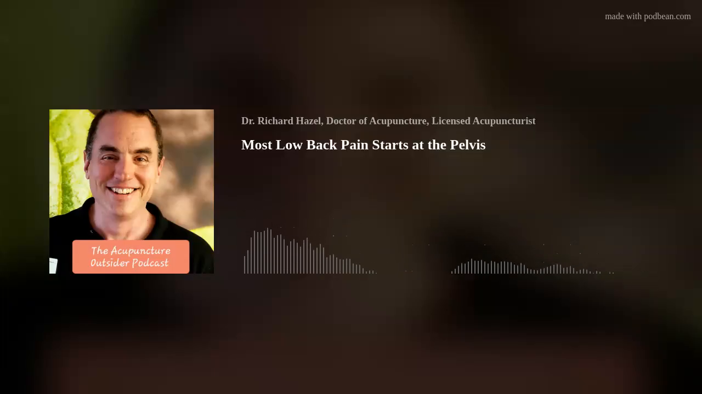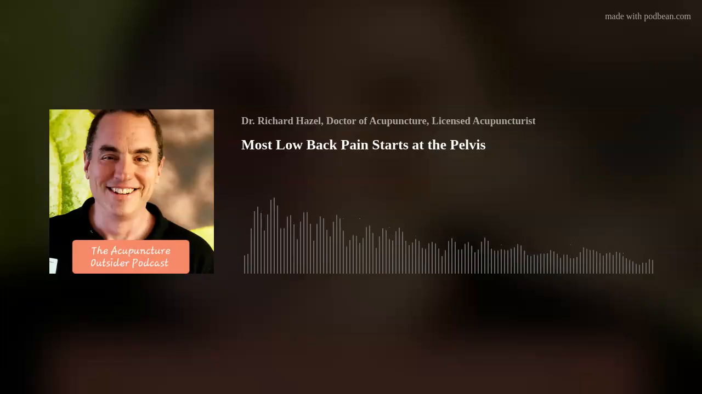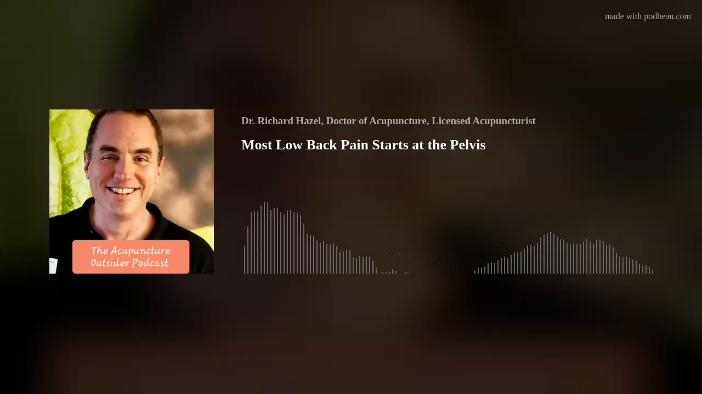They're physically active. Stay on top of things like the TFL and glute min. Stay on top of the rectus femoris and the psoas. That's great maintenance for low back pain. Every once in a while, it's good to get into the obliques, the abdominal obliques, and maybe even rectus abdominis.